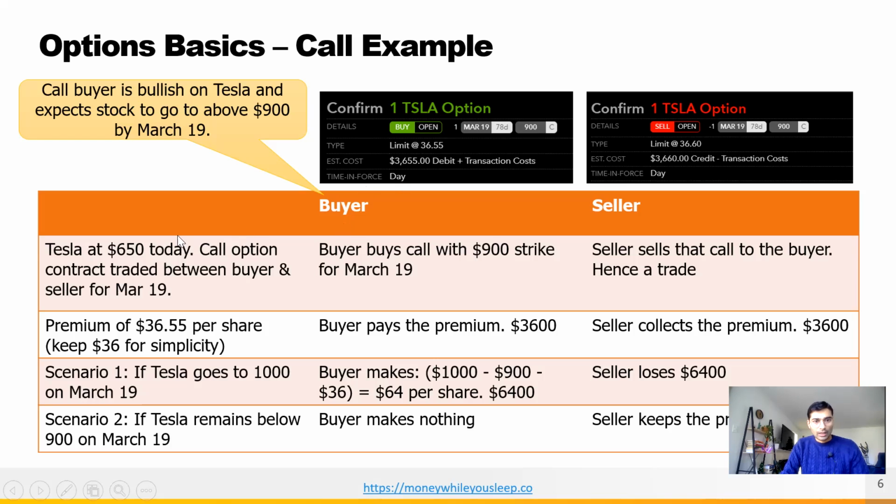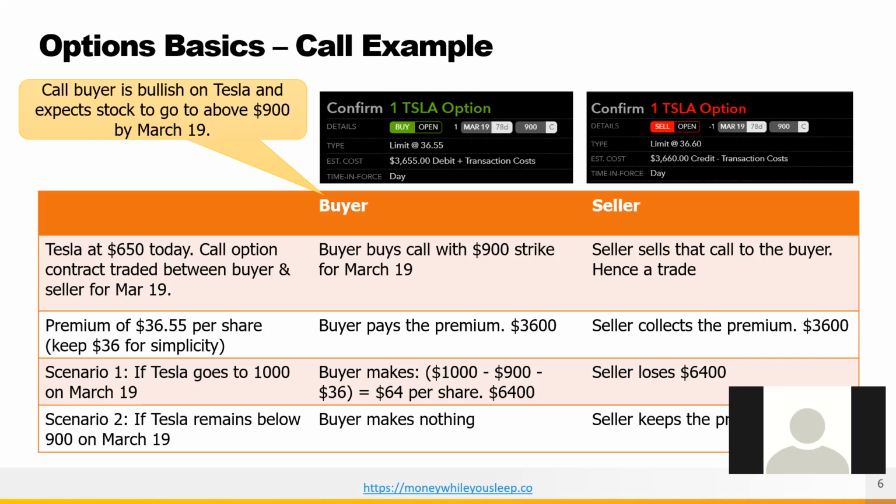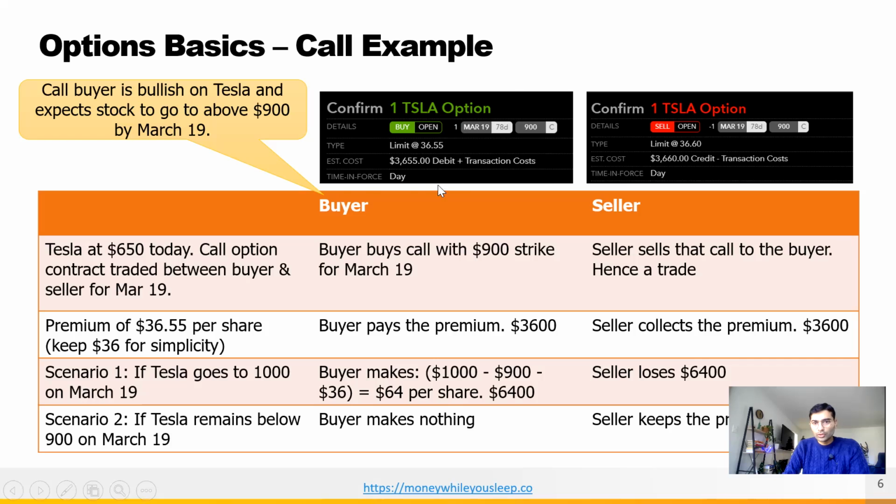Okay. So in this particular column, I have tried to cover the buyer side of it, and in this particular column, I have tried to cover the seller side of it. Varun: Yes, this is a call to sell, right? We are selling the call option. I'm trying to show you a complete example, buying as well as selling. Buying a call is the left side and the right side one is selling the call. Yes. Okay.